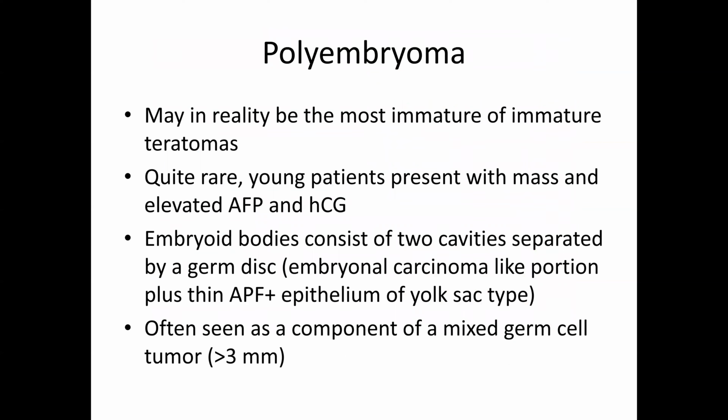Now, an unusual and uncommon germ cell tumor is the polyembryoma. This may be rather just the most immature of immature teratomas, but this is a rare tumor that presents in very young patients, and again with elevated serum markers, characterized by these embryoid bodies, which I'll show you in a moment. And this is often seen, if it's present, as a component in a mixed germ cell tumor, where you'd like its presence to be greater than 3 millimeters in size.